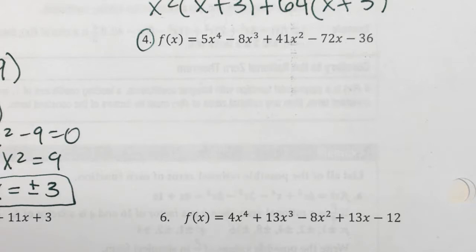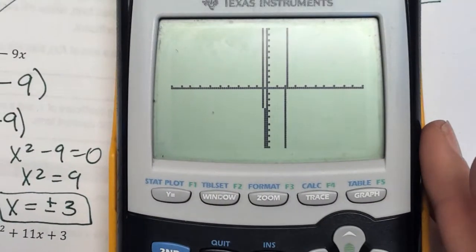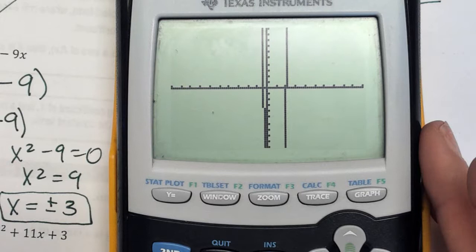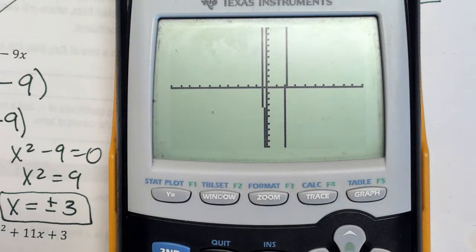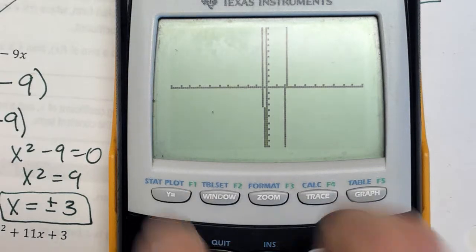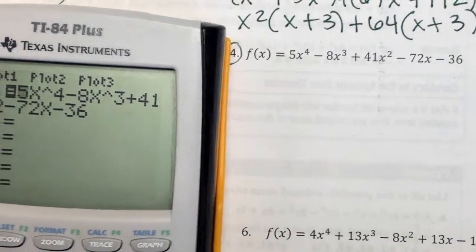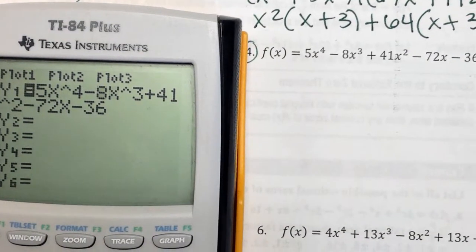Alright, I'm going to put this graph up here. Y'all tell me if y'all's looks like this. Yes? Anybody's not look like that? If it doesn't, what should you do if it doesn't look like this? Go back to y equals. Let's check. Make sure he did it correctly. 5x to the 4th minus 8x to the 3rd plus 41x squared minus 72x minus 36.